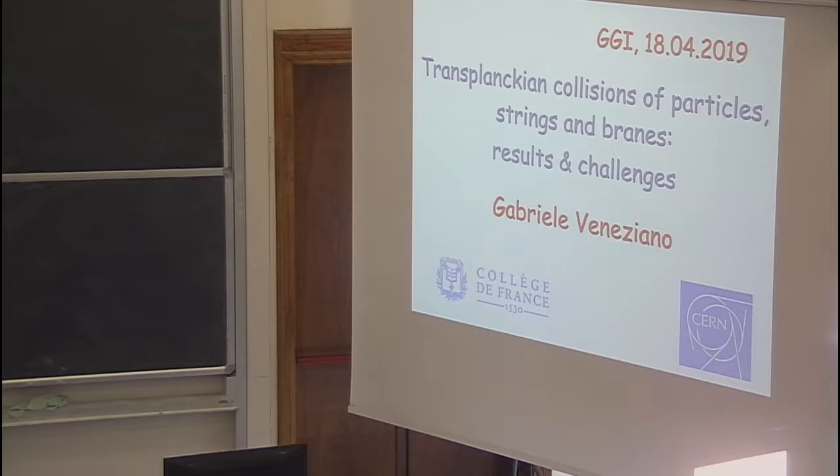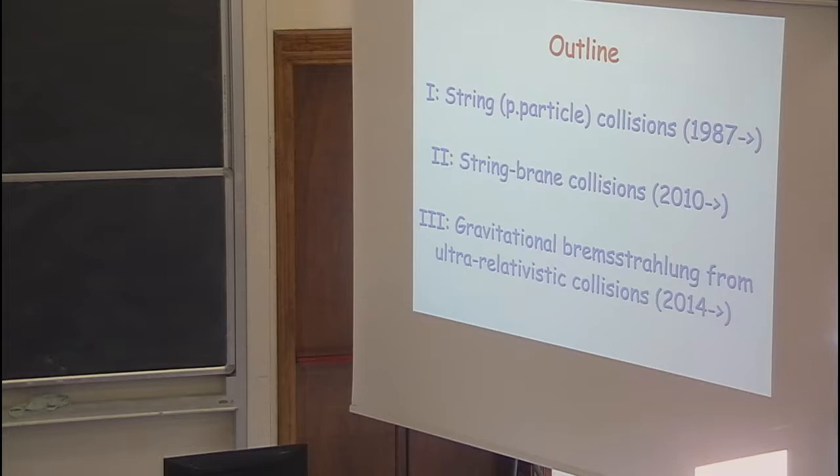Okay, so this is the outline. As you see, it covers several decades. It's in three parts. First, very old stuff, which is still continuing, so the arrows mean that this is still going on. Then something slightly more recent, string brane collisions. And then the things I'm really actively doing at the moment, which have to do with gravitational bremsstrahlung from ultra-relativistic collisions, but this third topic has nothing to do with strings, unfortunately.